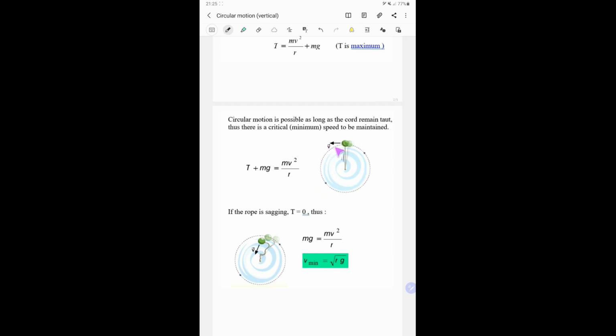When the speed of the object is lesser than V min, what happens? The object just drops down. It doesn't complete the circle. Alright, so this is how you find V minimum, the minimum speed needed to complete our circular motion. Okay, next.